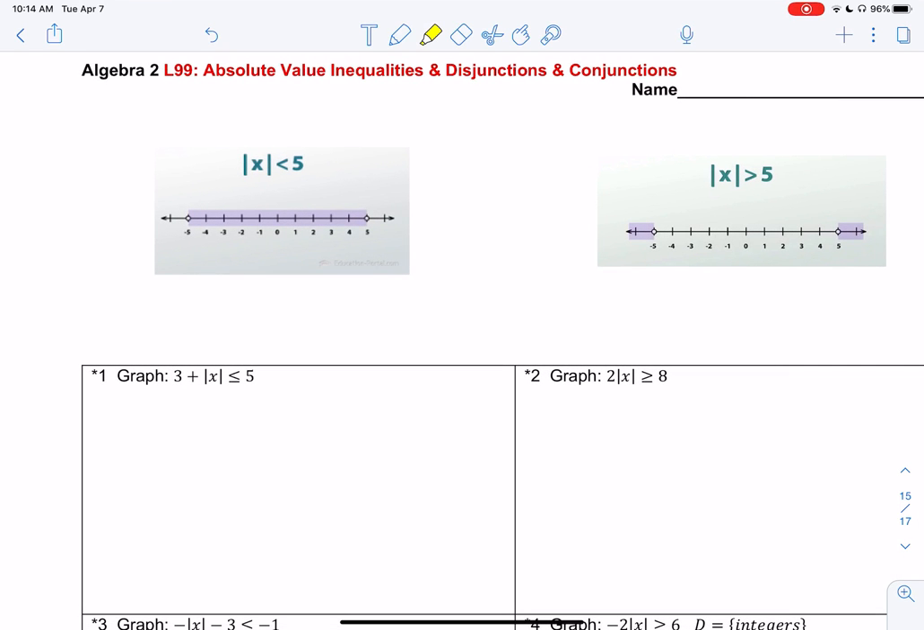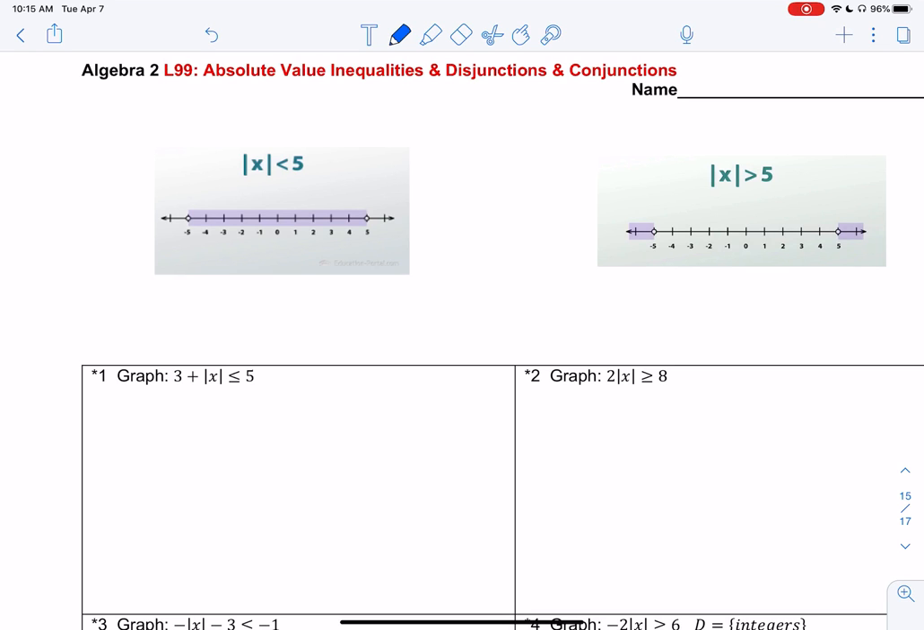Algebra 2, this is lesson 99, absolute value inequalities, disjunctions, and conjunctions. You can see at the top of your notes here a couple of examples of what we will be looking at for graphs today. This is on a number line, and we are going to end up shading either in between some numbers like a sandwich graph, or we're going to shade the outsides, which I call the wing graph.